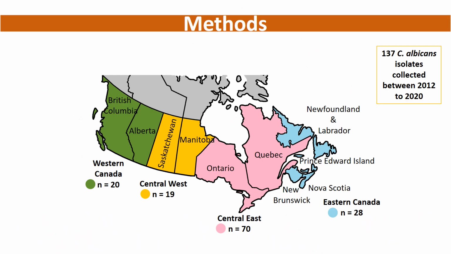We collected 137 C. albicans clinical isolates, 20 from Western Canada, including British Columbia and Alberta, 19 from Central West, which includes Saskatchewan and Manitoba, 70 from Central East, which encompasses Ontario and Quebec, and 28 from Eastern Canada, including Newfoundland and Labrador, Prince Edward Island, New Brunswick, and Nova Scotia.